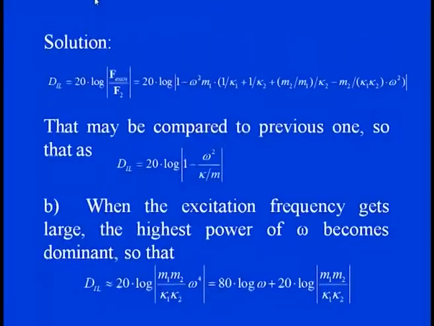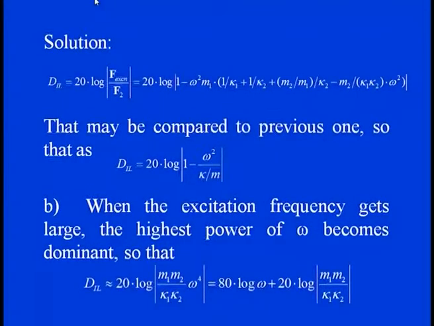equals 20 log. Again, when you are modifying these things, 20 log 1 minus omega square m2 plus 1 minus 1 divided by k1 plus 1 divided by k2 plus m2 by m1 into k2, and minus m2 k1 k2 omega square. When we compare those things, we know that it is a clear transformation of the entire forces from the excitation to the sink, and the insertion loss in such cases is 20 log 1 minus omega square by k by m. So, this is how the insertion losses can be computed in these connections.